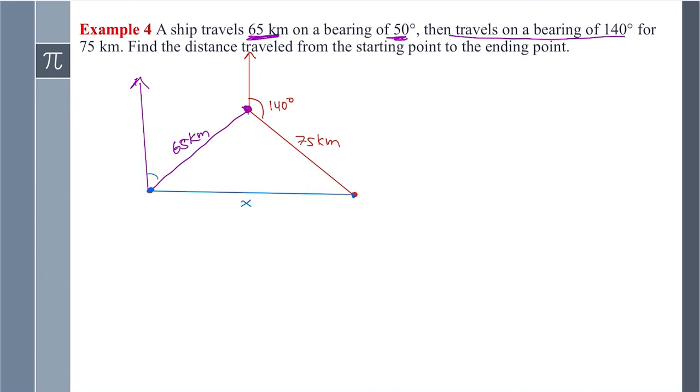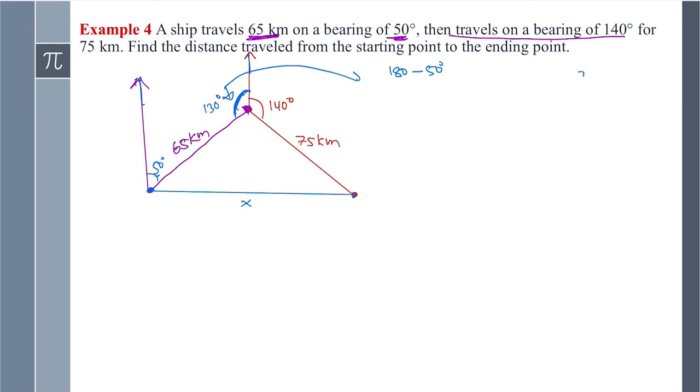We know this angle is 50 degrees. Now these are parallel lines, both pointing to the north. So we can use the concept of interior angles in parallel lines. The sum of this 50 degrees and this angle must be 180, so the measure of this angle right here is 180 minus 50 degrees, and that is 130 degrees. So this is 130 degrees.